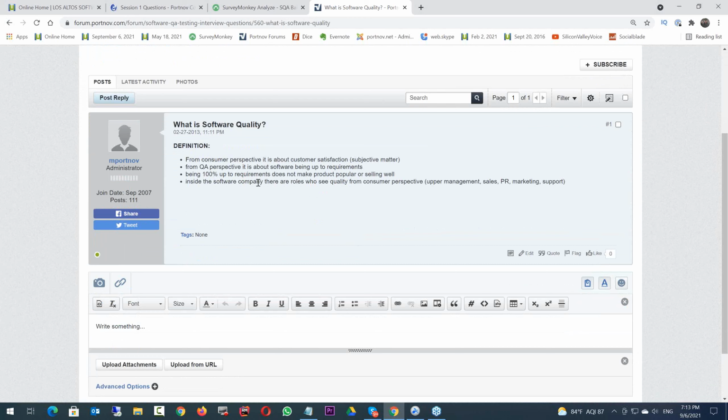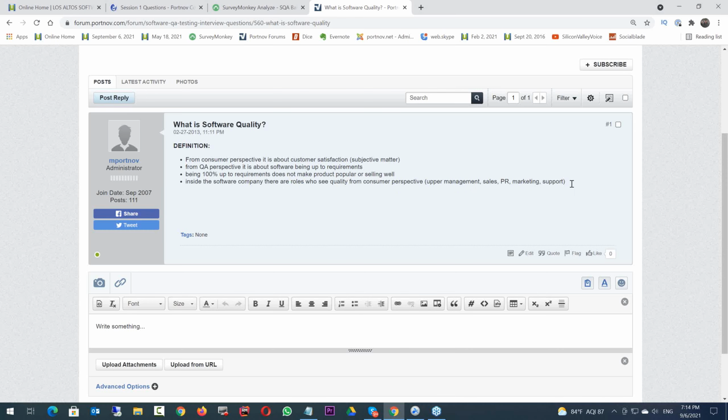Inside the company, the software company, when you go to an interview, there are roles, people with certain titles who see quality from the consumer perspective: upper management, sales people, public relations people, marketing people, support people. They don't care about your requirements. They care about people who are paying money and they like that software.